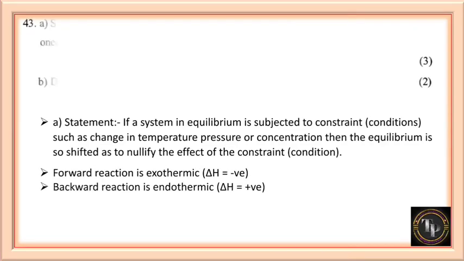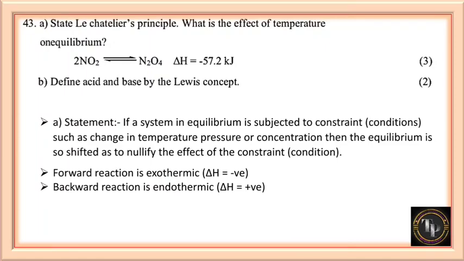See the question. State Le-Chatelier's principle. What is the effect of temperature on equilibrium? 2NO2 gives N2O4. See the delta H value, minus 57.2 kilojoule. Delta H is negative, which means the forward reaction is exothermic. Heat is liberated during the process. If forward is exothermic, backward is endothermic.